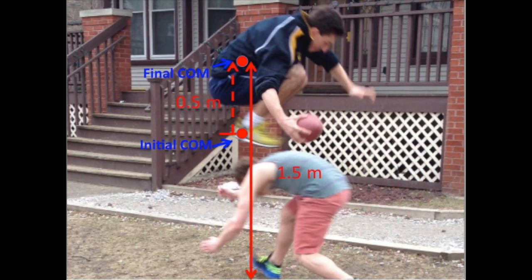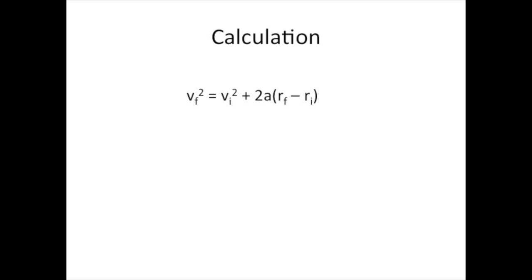Now we have all the information needed to calculate the quarterback's takeoff velocity. At the peak height of projectile motion, final velocity is equal to 0.